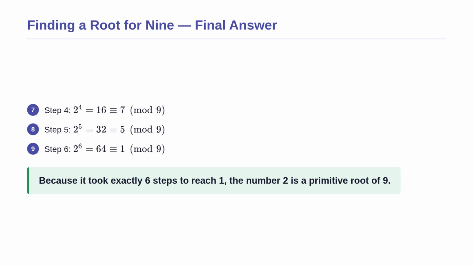Continuing our test, 2 to the 4th power is 16. Because 16 is larger than 9, we wrap it around by subtracting 9, leaving a remainder of 7. 2 to the 5th power is 32, which leaves a remainder of 5. Finally, 2 to the 6th power is 64. Dividing 64 by 9 leaves a remainder of exactly 1. Because it took exactly 6 steps to reach 1, the number 2 has successfully generated all 6 valid numbers. Therefore, 2 is officially a primitive root of 9.